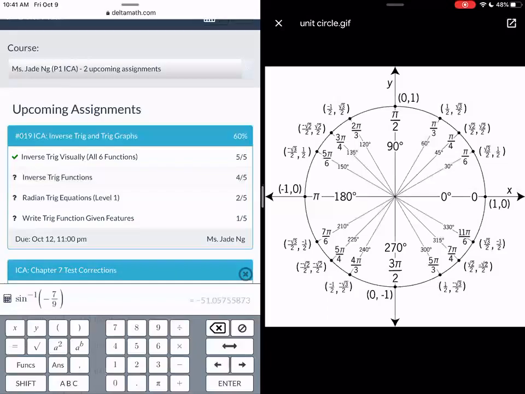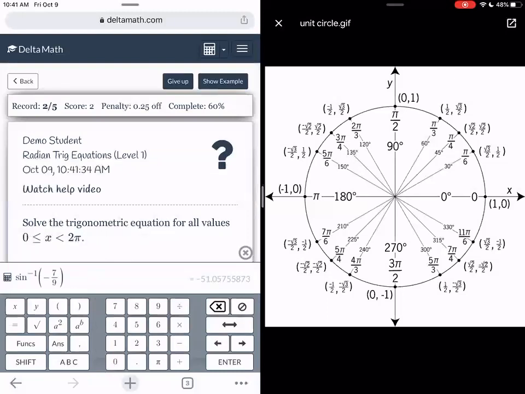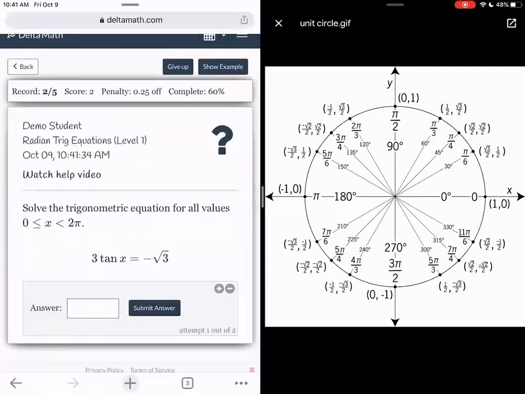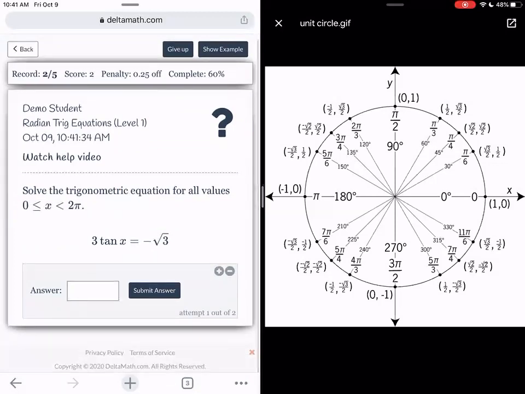Okay, so for the next section, it's Radian Trig equations level 1. Right over here. Let's get rid of the calculator. For this one, there's only one extra step that we have to do before we just look on the unit circle again. Let me screenshot this.